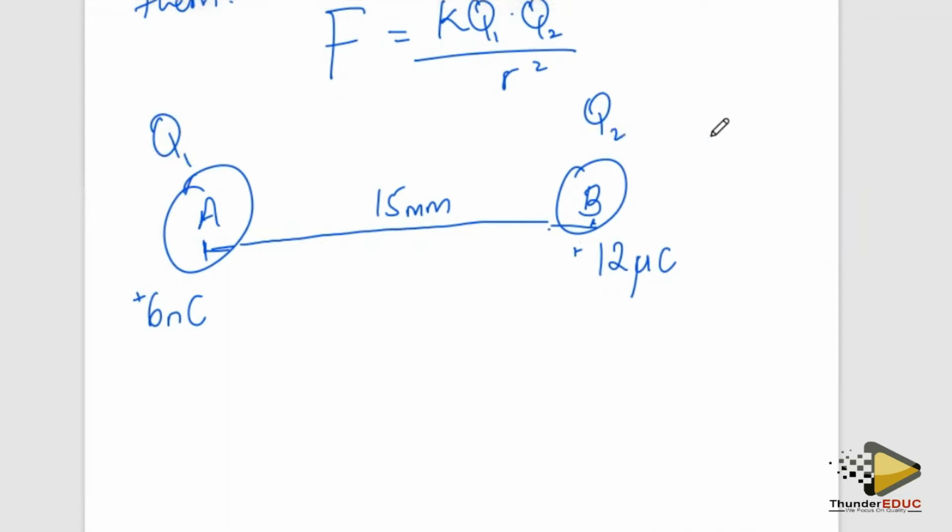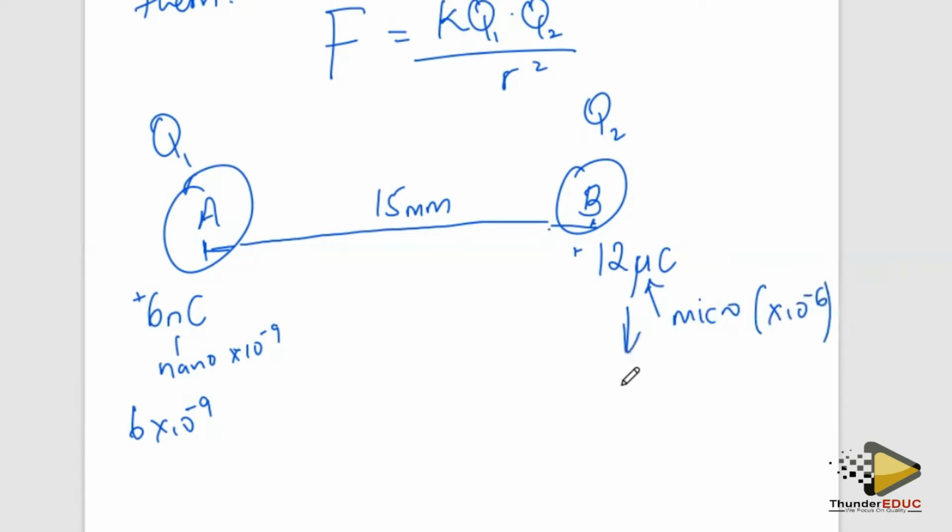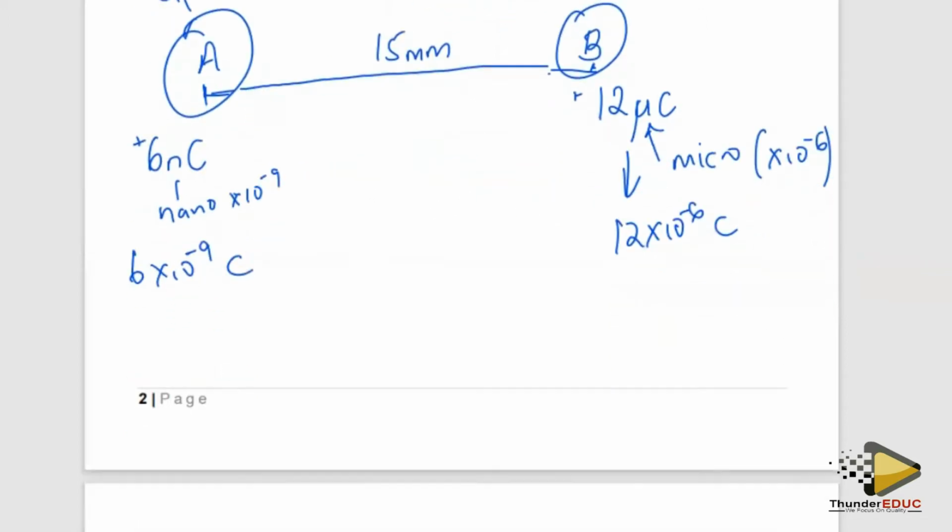This n usually represents what we call nano, and nano is times 10 to the negative 9. So the charge is 6 times 10 to the negative 9 coulombs. The symbol mu represents micro, times 10 to the negative 6. So the charge here is 12 times 10 to the negative 6 coulombs. The distance needs to be converted to the standard unit, meters.